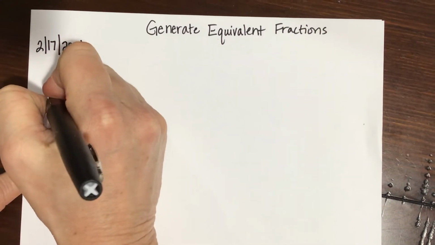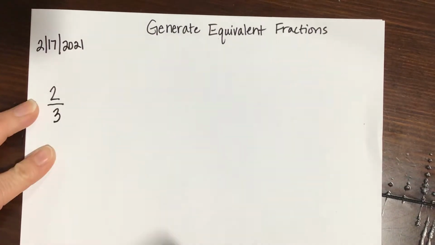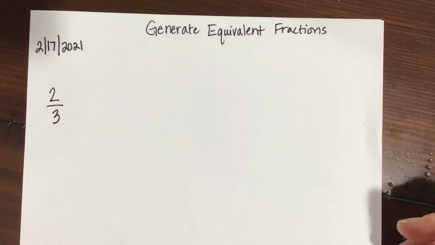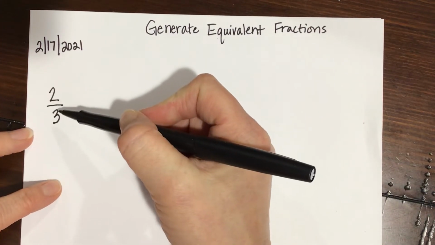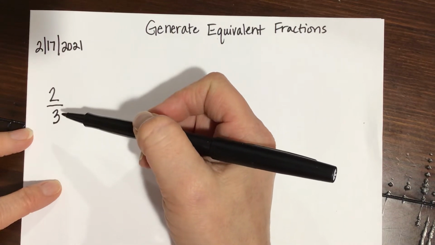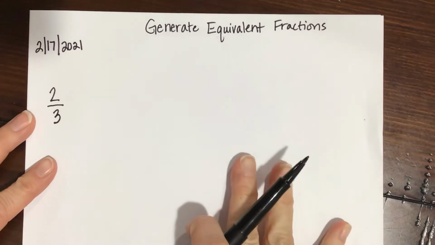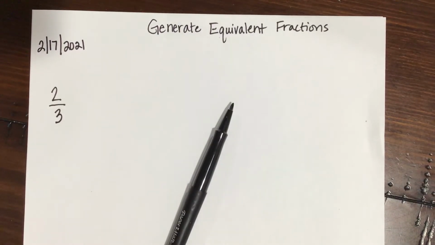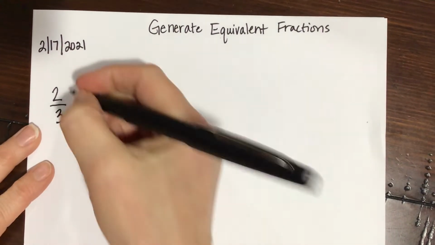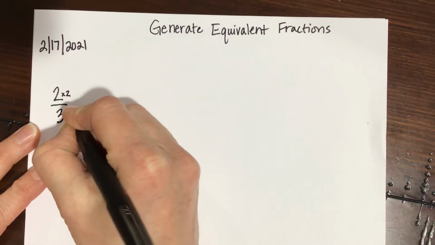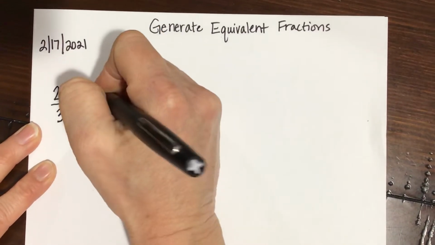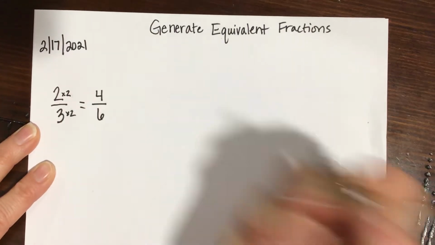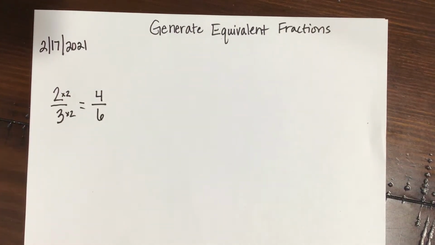Let's take the fraction 2/3. To generate an equivalent fraction, I need to multiply the numerator and denominator by the same number. I know in my math class we like to do a little chant. To find an equivalent fraction, multiply or divide the numerator and denominator by the same number. I usually like to keep it pretty simple, and maybe I will use a 2. 2 times 2 is 4, and 3 times 2 is 6. 2/3 is equal to 4/6.